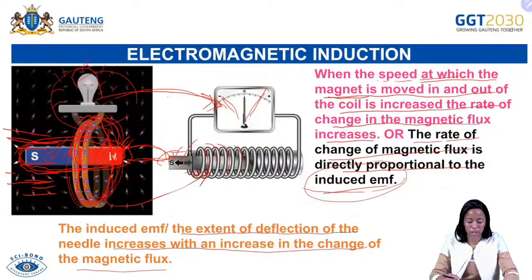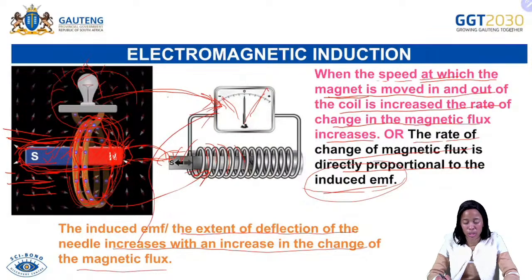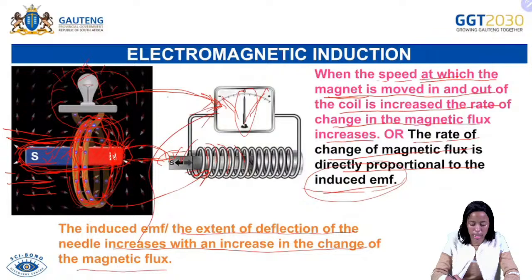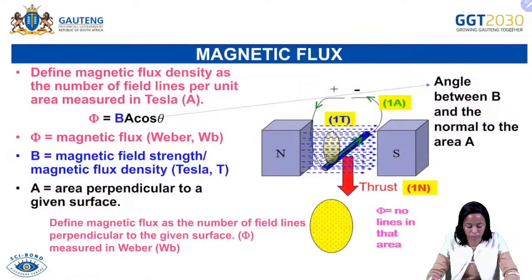Okay, so basically the same thing, but more relating to this one. The needle in this case is the needle of the voltmeter. As you move the magnet in and out of the coil, the needle will begin to move. But as the magnet stops moving, there will be no movement of the needle of the voltmeter.